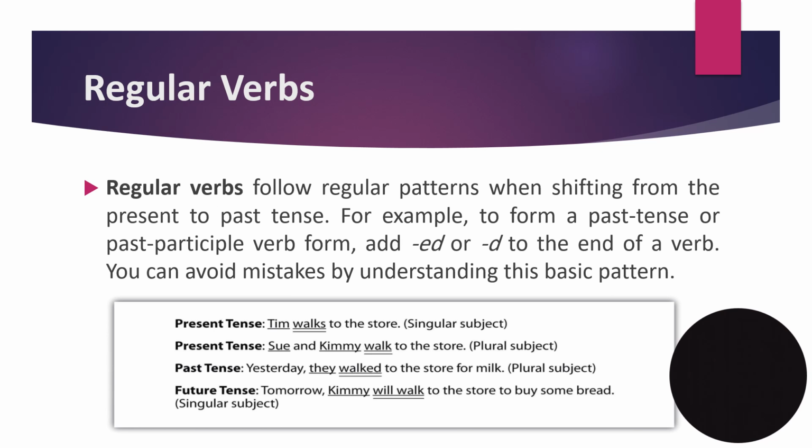Present tense: Tim walks to the store. Here we have a singular subject. Present tense: Sue and Kimmy walk to the store. Here we have a plural subject. Past tense: yesterday they walked. And here we have the future: tomorrow Kimmy will walk.